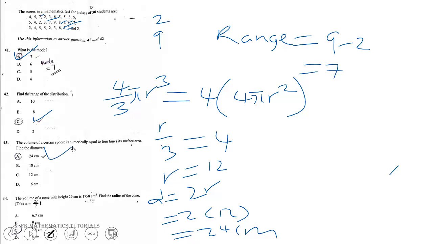The volume of a cone with height 29 centimeters is 1758 centimeter cube. Find the radius of the cone. Take pi to be 22 over 7.